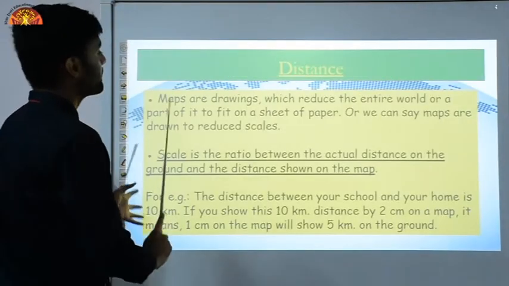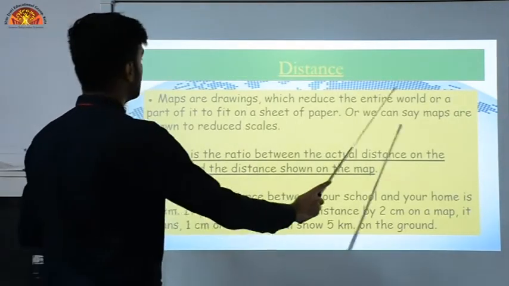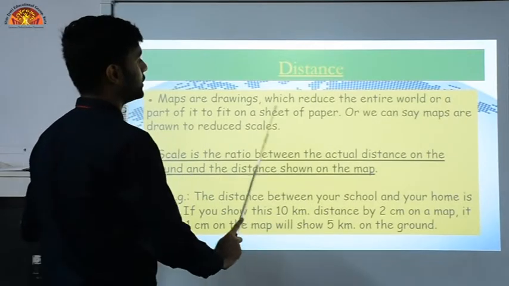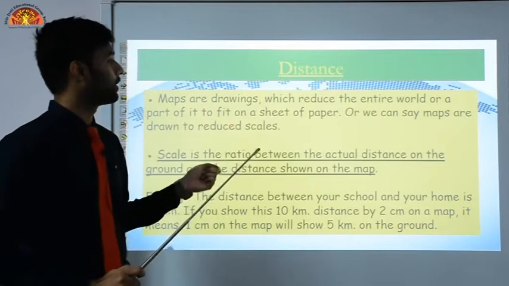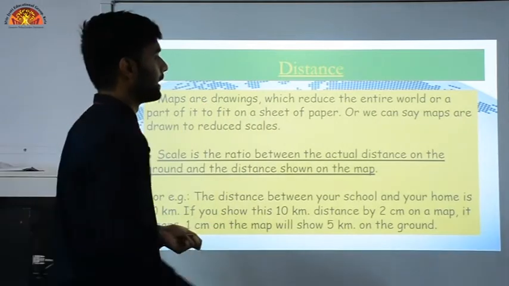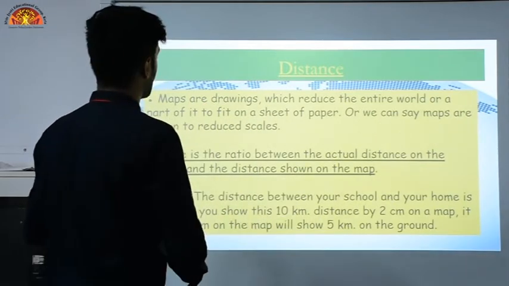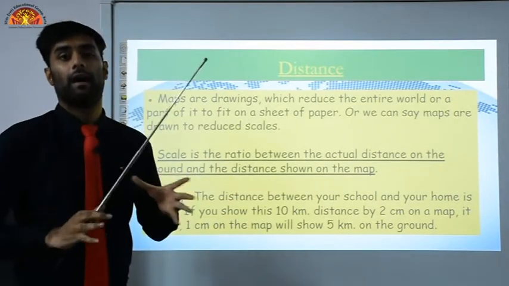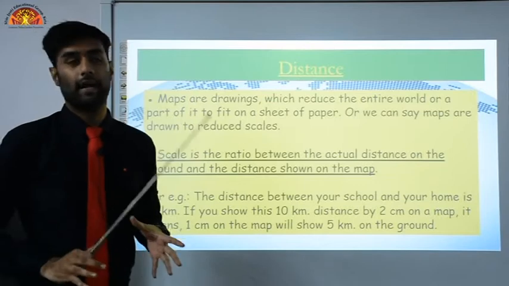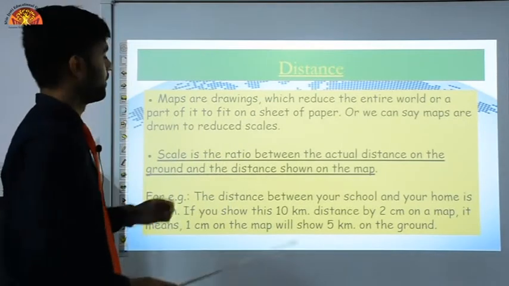Distance. Maps are drawings which reduce the entire world or a part of it to fit on a sheet of paper. What are maps? Drawings in which we can see any place in the world on a sheet of paper. Or we can say maps are drawn to reduced scales. Why do we draw maps? Because it is not possible for a person to know all about the world, right? So that is why maps are drawn on scales.